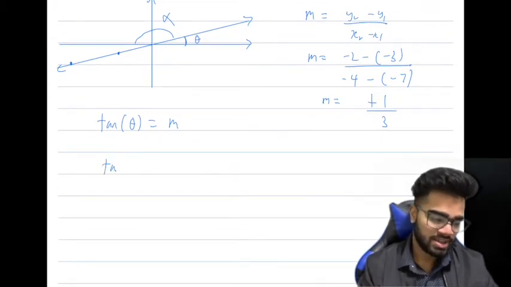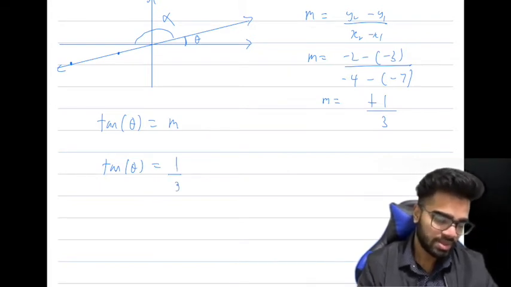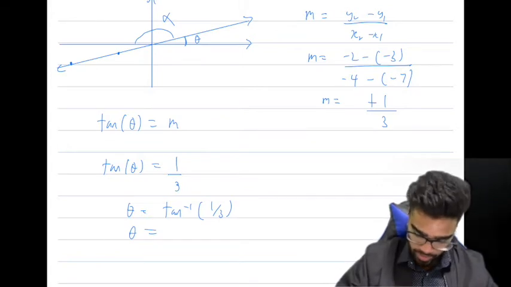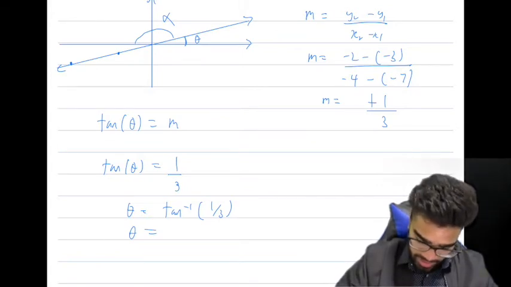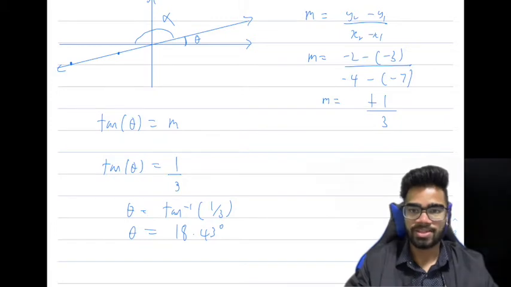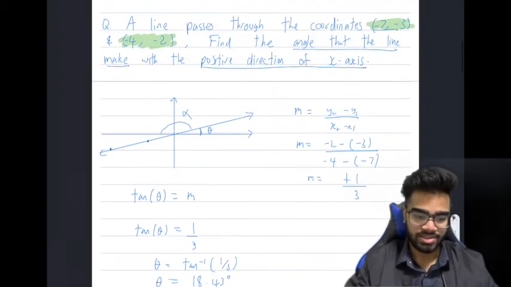So we can say tan theta is equal to 1 over 3 because 1 over 3 is our m value. And theta is equal to tan inverse of 1 over 3. So theta is equal to, well, you need to type that into your calculator. Tan inverse of 1 over 3 is 18.43 degrees. Okay, so that's just the calculator thing. Right, so that's one question.